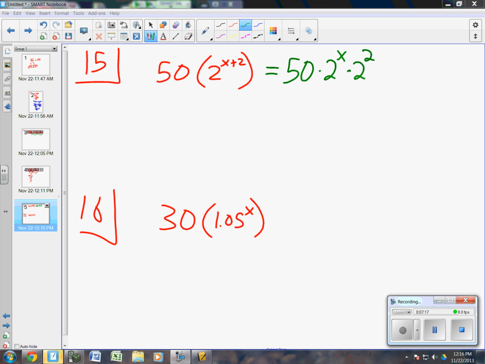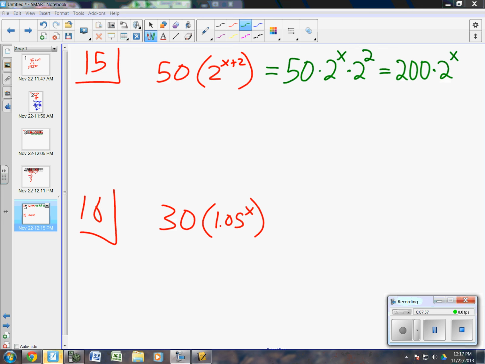If I'm going to simplify that, what order do I go in now? Okay, I've got to do exponents first. And now I can't go to the x because x is a variable, right? But what's 2 squared? 4. And what's 4 times 50? Okay, 200. So it's 200 times 2 to the x power.